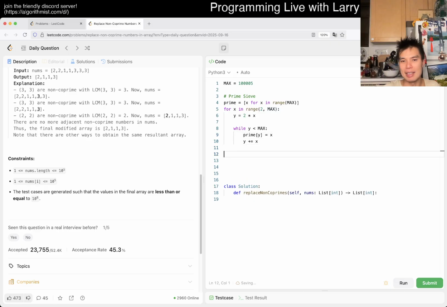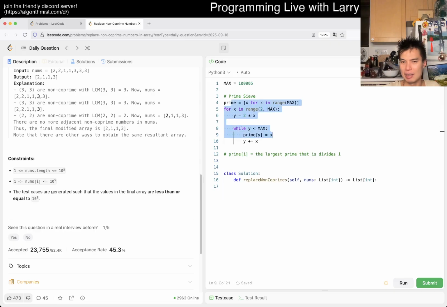The idea is that prime sub i is equal to the largest prime that is smaller than i, or that divides i, and that's it, I guess. And yeah, this is basically what it does.